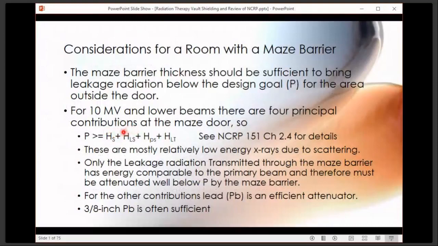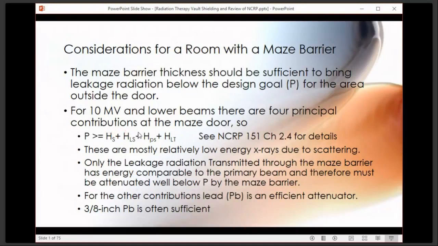There's leakage radiation that's scattered off the walls and down the maze. Patient scatter that also scatters from the wall and down the maze. And finally, leakage radiation that is transmitted through the maze barrier. And this is probably the most important because it's the most high energy. These radiations are at least double scattered and relatively low energy.